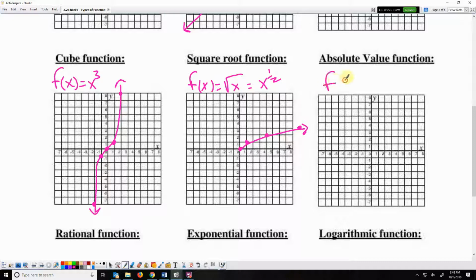An absolute value function, f of x equals the absolute value of x. The absolute value of 0 is 0. Absolute value of 1 is 1. The absolute value of negative 1 is also 1. The absolute value of 2 and negative 2 are both 2. So we can see a V shape forming. On the right side of this piecewise function here, we've got a slope of 1. On the left side, negative 1.